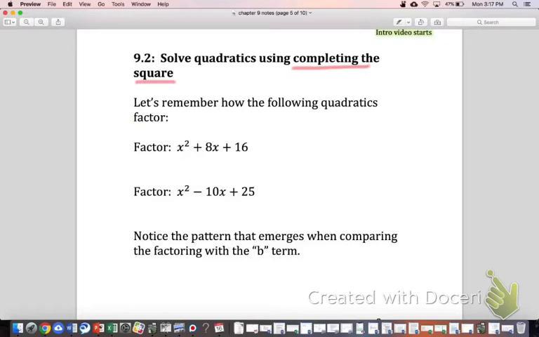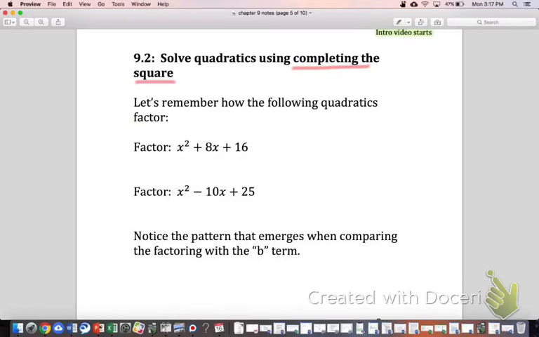Completing the square will work in every single case of quadratics. Most of the quadratics we've looked at up to this point have been carefully designed to factor nicely. We're going to essentially be looking at the idea of what do we do if the quadratic doesn't factor. Completing the square is one of our options.